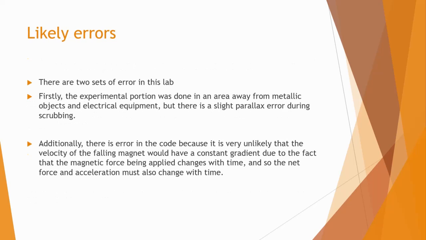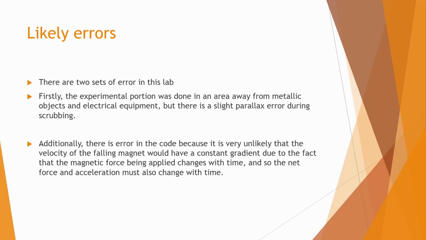Now there are two sets of errors that likely occurred during this lab. Firstly, the experimental portion was done in an area away from metallic objects and electrical equipment. Also, we had to use aluminum foil because using any ferrous material would make the experiment void. The magnet would be attracted to any ferrous material. However, upon videoing and scrubbing the video to find the times, there's a slight parallax error during the scrubbing process.